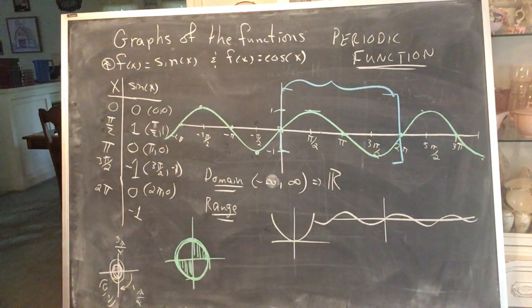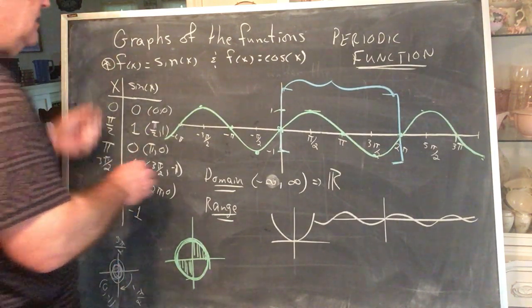All 6 of the trigonometric functions have this quality. All 6 of them are periodic functions. All right? Now, every periodic function has a period.